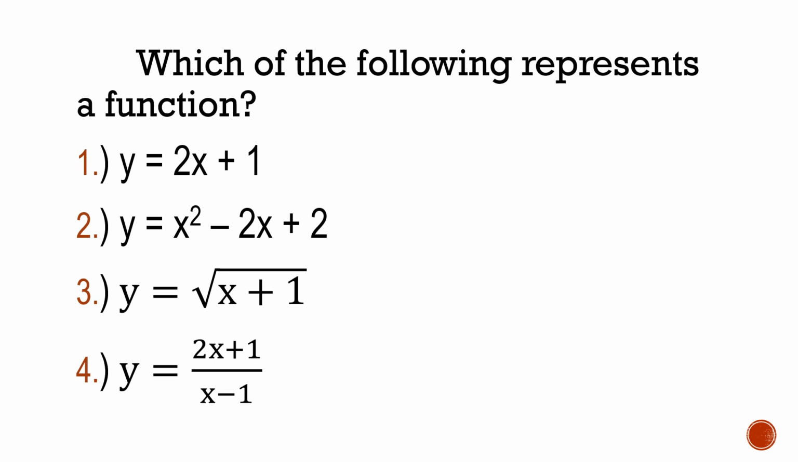So for another example, which of the following represent a function? Here there are four equations and we're asked to assess and check if these equations represent a function or not. For number one, y is equal to 2x plus 1. If we go back to the concept of geometry, y is equal to mx plus b, wherein m is your slope and b is your y-intercept. So this will be your y-intercept form.